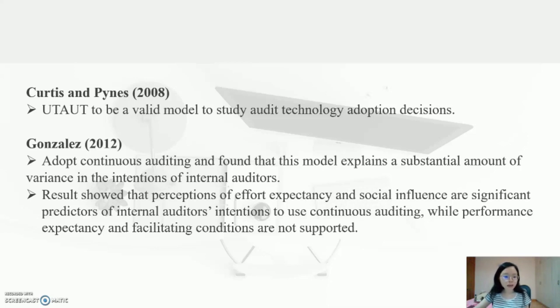So for another study, by Gonzalez, they adopted continuous auditing, and they found that this model explains a substantial amount of variance in the attention of internal auditors. But the result shows that for that model, they only found that effort expectancy and social influence are very important from the perspective of internal auditors in using continuous auditing, while performance expectancy and facilitating conditions are not supported and not a focus for internal auditors.